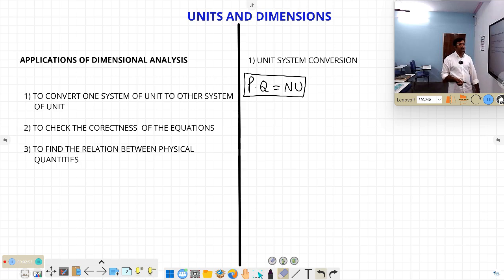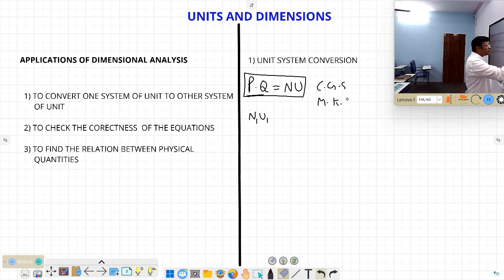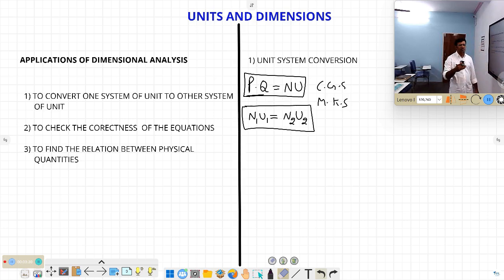So here the unit system conversion states that we can use one of the basic formulas. If any physical quantity is expressed in one system, say the CGS system, it has its own number n1 and its own unit u1. Suppose the same physical quantity is taken in the MKS system, in that case it has number n2, which may be different, and the unit is u2. The conversion states that the number into unit is equal to the number into unit in the other system, it remains the same. So n1 u1 is equal to n2 u2.